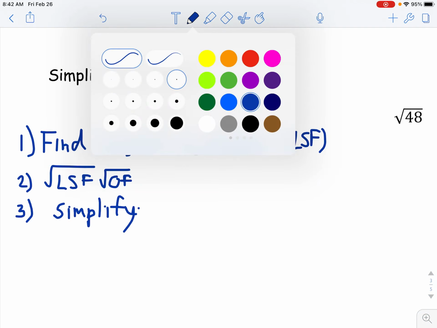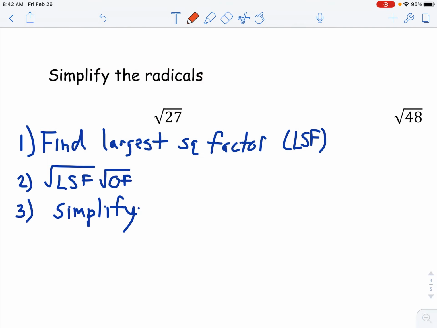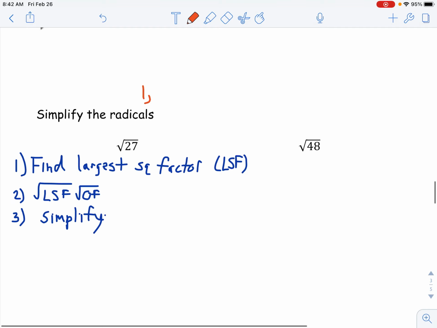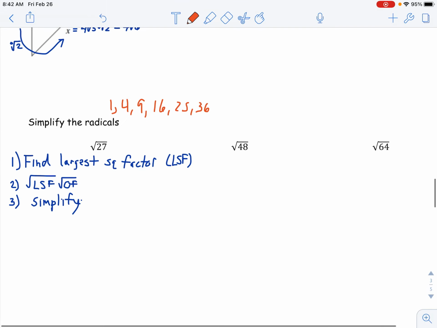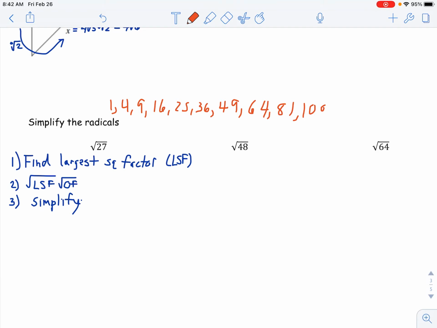Again, these are our square factors: 1, 4, 9, 16, 25, 36. You got to know these, all right? It's what's expected out of you guys. Sometimes in math, you just got to know things. You just got to memorize things. So we'll go all the way up to 100. All right, so 1 never helps, so I'm going to cross that out.